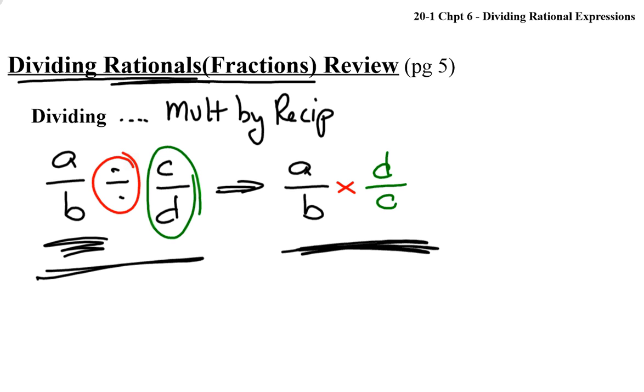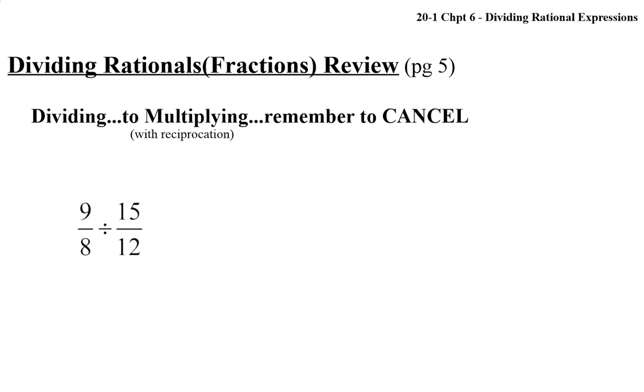So it's one quick little step going back to junior high, and then what's great is now we multiply just like we talked about yesterday. So let's take a look at examples. Very quickly, just with numbers, what are we going to do with 9/8 divided by 15/12? Well, the first thing is we want to become multiplication. 9/8 doesn't change, but we are going to multiply by the reciprocal, which is 12/15.